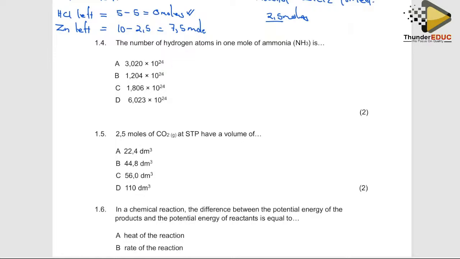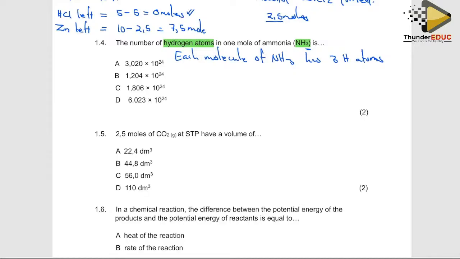So question 1.4 reads: the number of hydrogen atoms present in 1 mole of ammonia NH3 is, right? So we're looking for the number of hydrogen atoms in 1 mole of NH3. So in terms of this now, we're going to say each molecule of NH3 has how many hydrogens? There are 3 hydrogen atoms, right? So where do I get this from? I'm getting it from NH3.